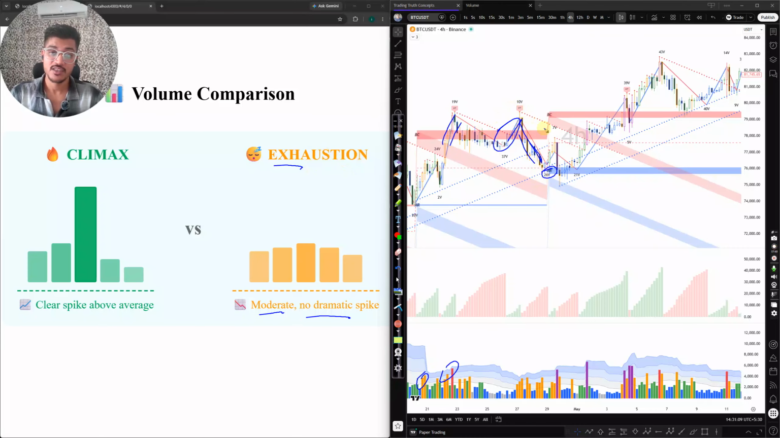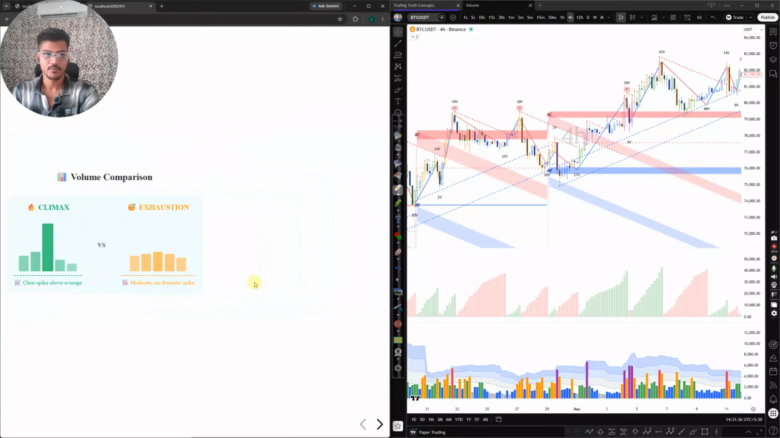Okay, so this was your exhaustion area, and you can see the secondary test followed, but then it came down and just broke through this resistance, right? So this is how you can actually know for sure if your support or resistance area is going to get broken or not, which will give you a lot of opportunity to take trades. Okay, moving on.